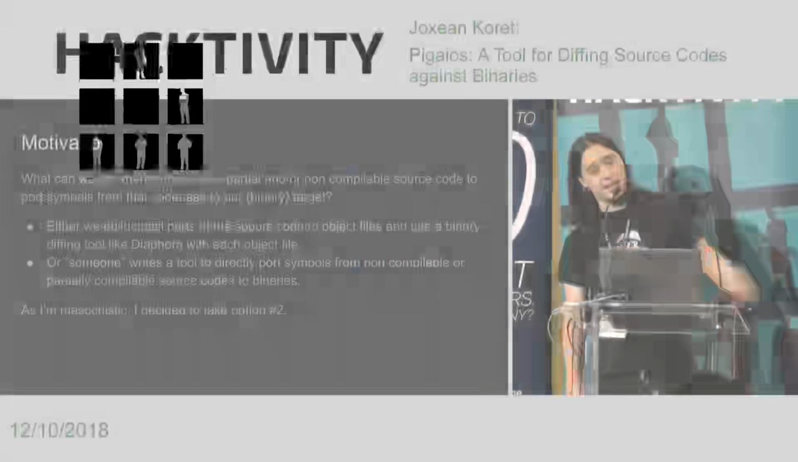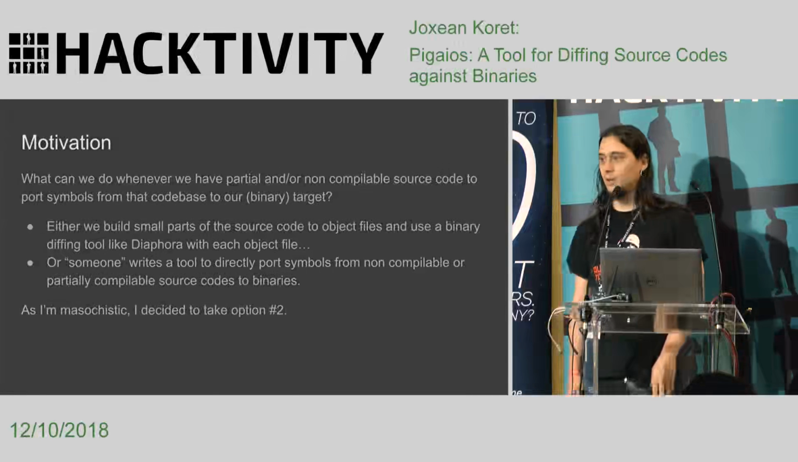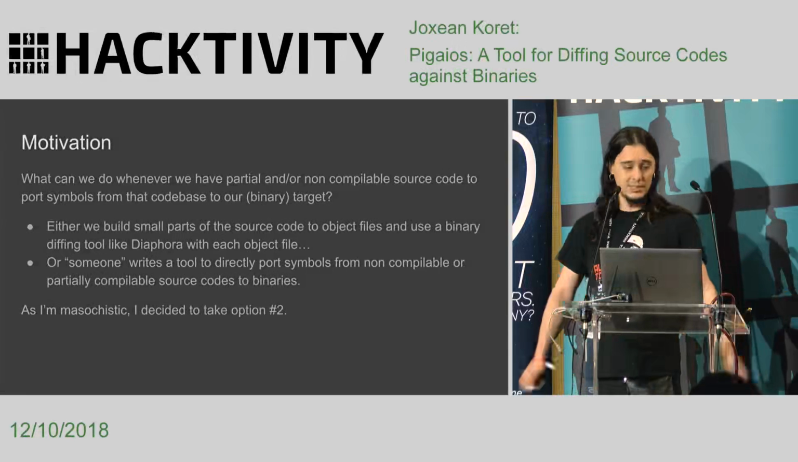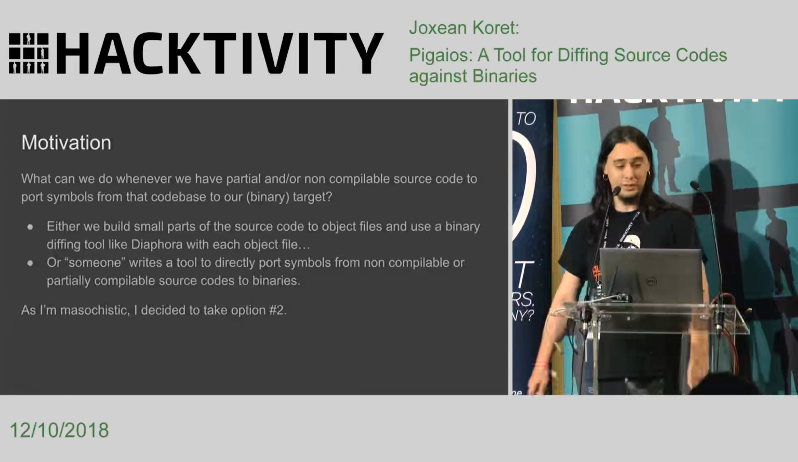So, what can we do when we have partial or uncompilable source code and we cannot compile, use IDA, and then diff? We can either build the small parts to object files, each CPP or C file or whatever, and then import them, but it's tiresome and it doesn't properly work because most of the time the files that you cannot compile are actually the most interesting ones. Or someone writes a tool for doing it and we don't have to do that.